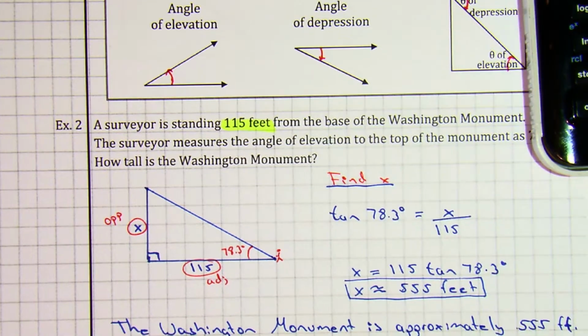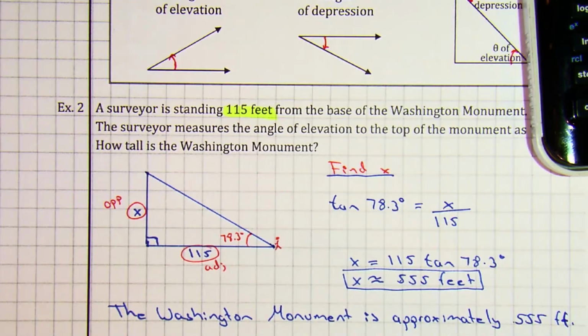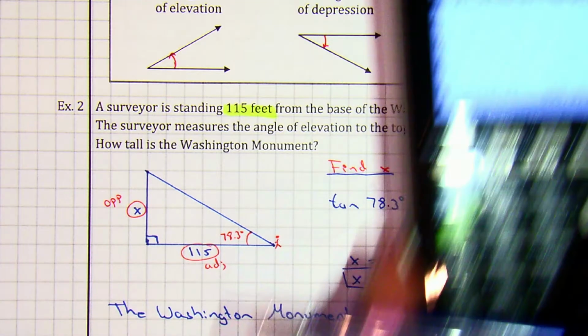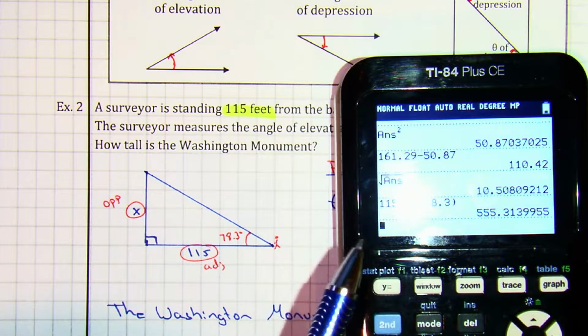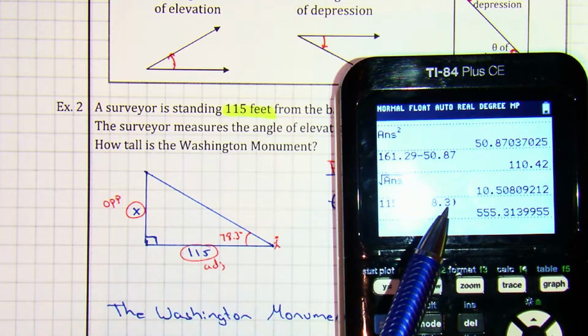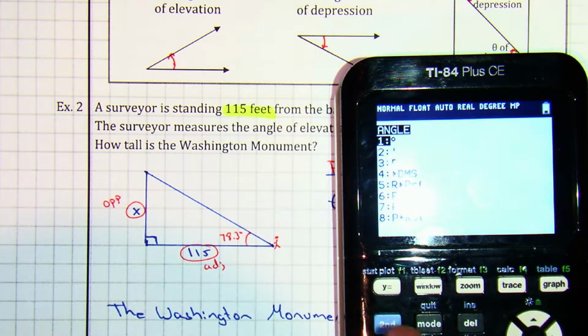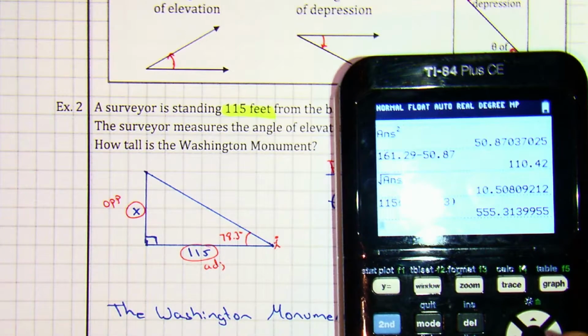So the Washington Monument is approximately 555 feet. Be careful. Notice that because we did not have minutes, I did not have to place the degrees symbol here. Only when you have degrees and minutes do you have to use your angle degree and your minutes symbols. In this case, you do not need it.